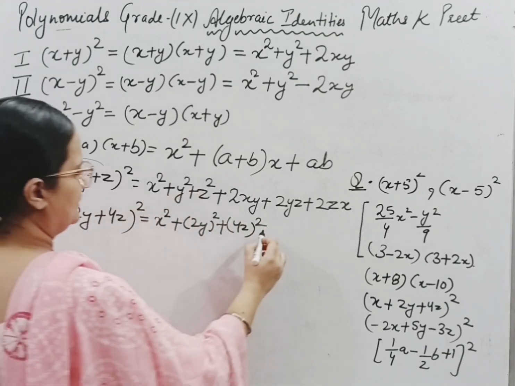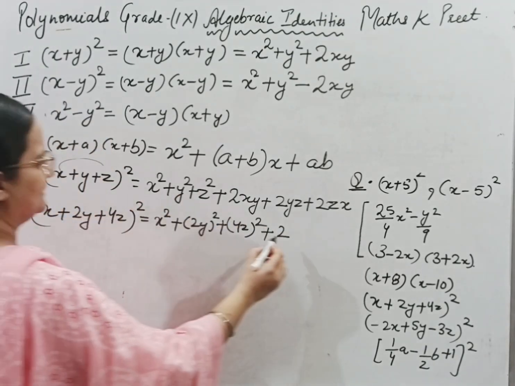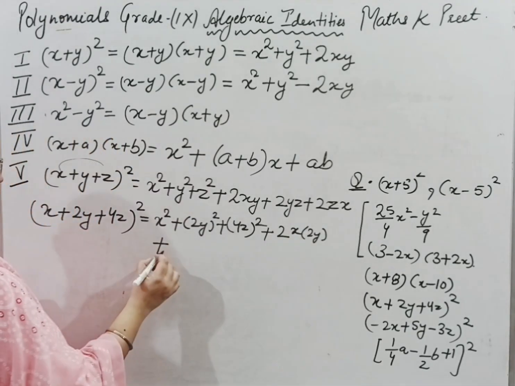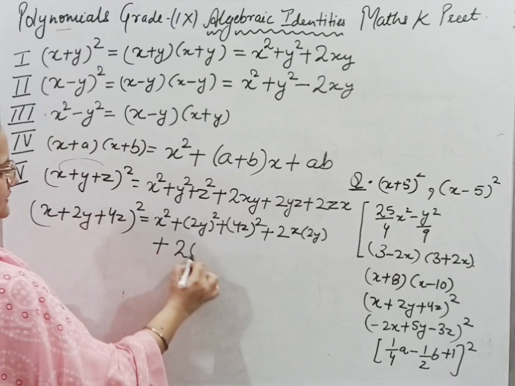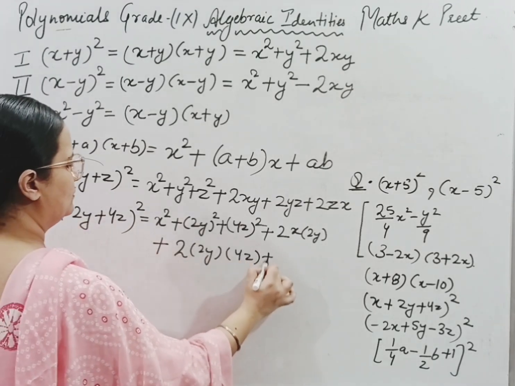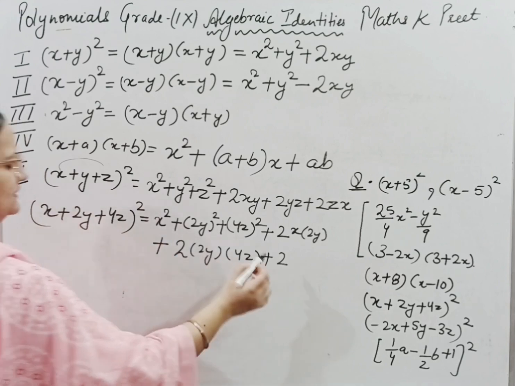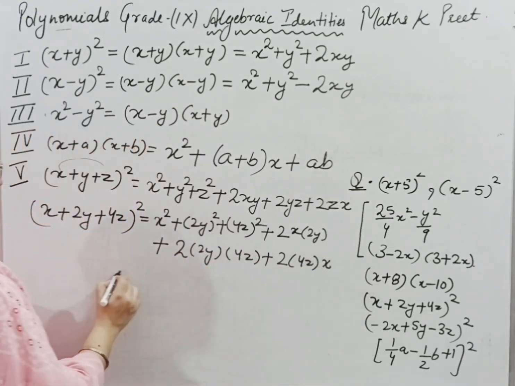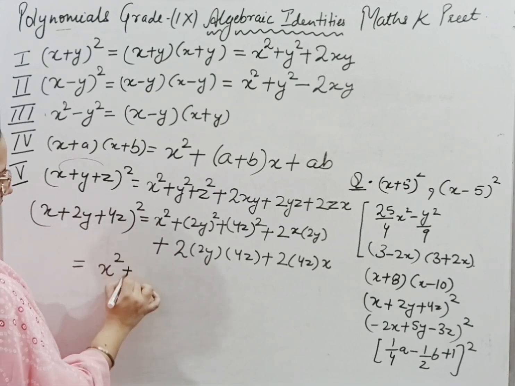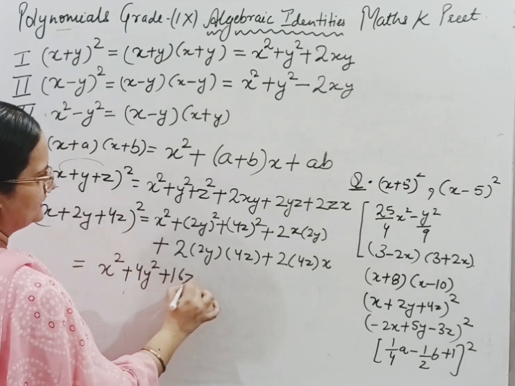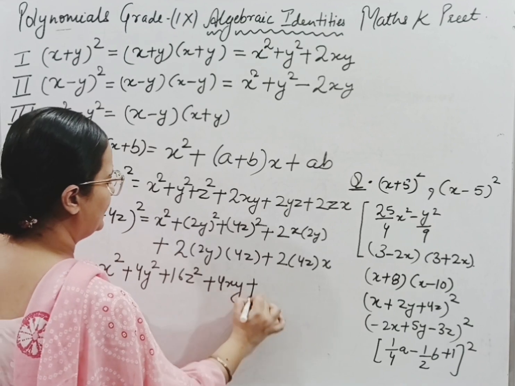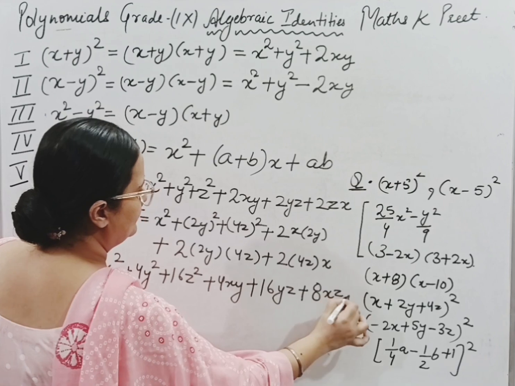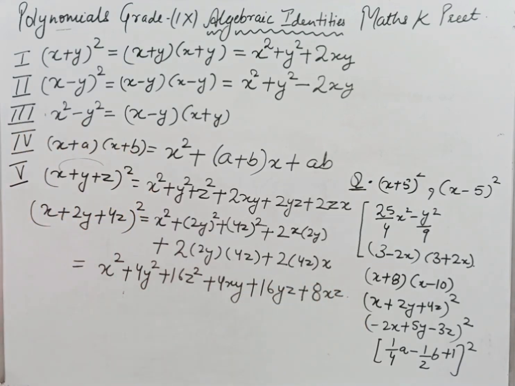Now these are the first 3 terms, plus 2 times x into 2y. The next term is plus 2 times 2y into 4z, plus 2 times 4z into x, or I can write x into 4z. So these are the terms. Let's simplify: x square plus 4y square plus 16z square plus 4xy plus 16yz plus 8xz or zx. So this is the answer for this question.